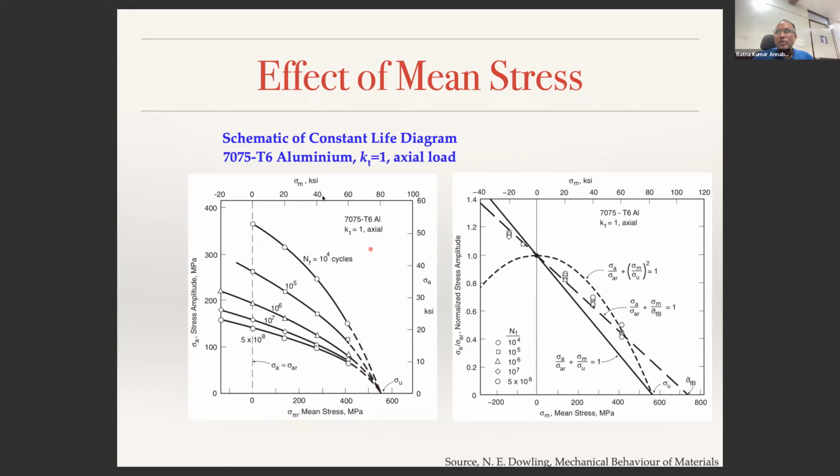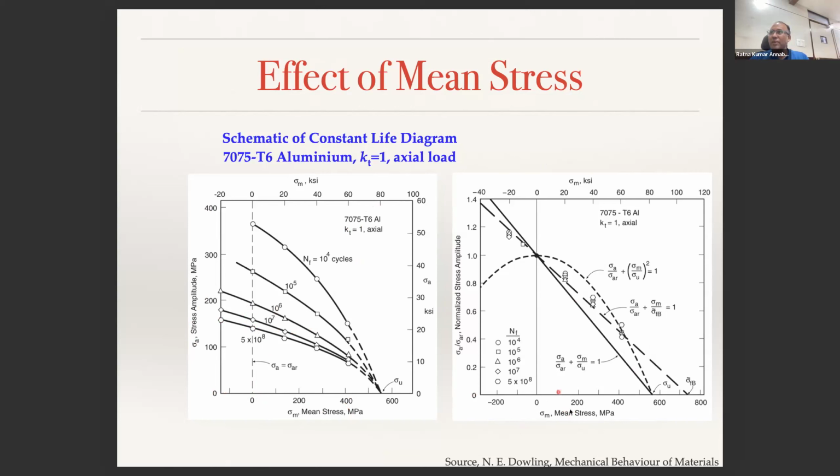This is for axial loading. If you do axial loading on your aluminum sample, this is the data that people have given. In this, we are only talking about positive mean stress. What happens when you have a negative mean stress? You simply extend the line that way with a straight line. On the right-hand side, again sigma mean stress. Here, if you carefully observe, it is mean stress and stress amplitude.